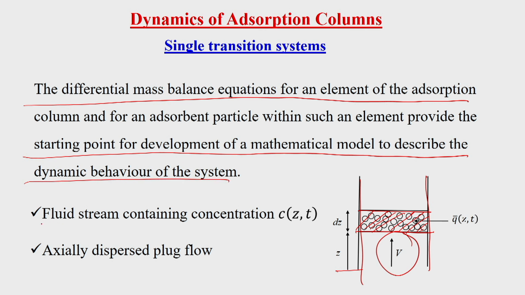Okay. The fluid stream containing concentration of the C, whatever the fluid stream is there, the concentration of the C is a function of Z and T, because the concentration will go on changing from the bottom to the top of this column and with time also. And axial dispersed plug flow, we are assuming this one, whatever the flow is, this is axially dispersed.